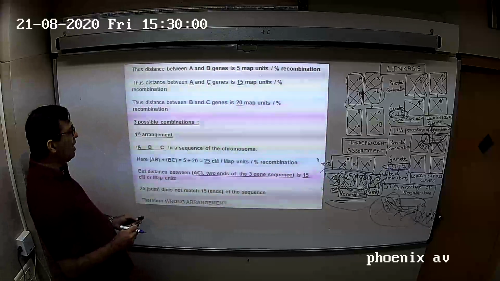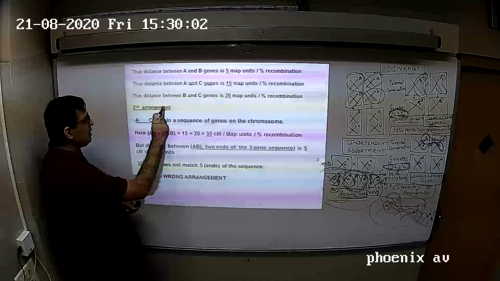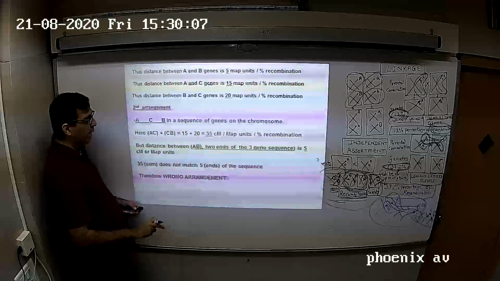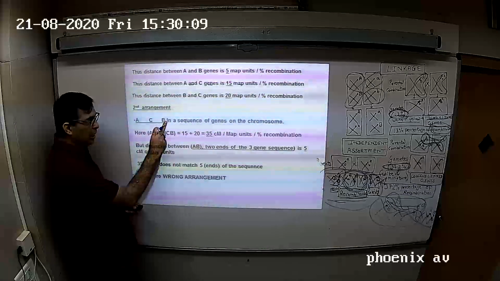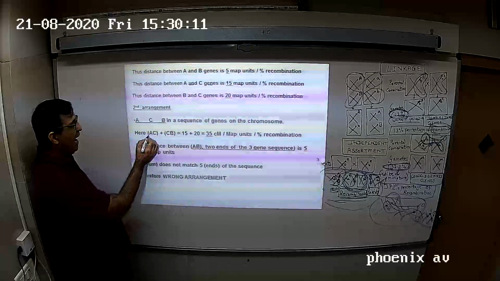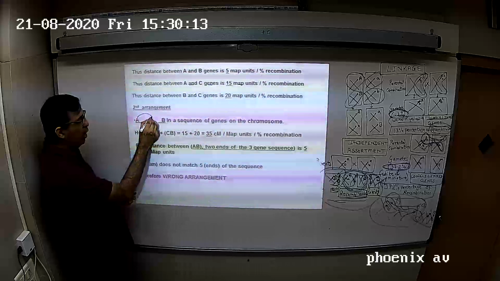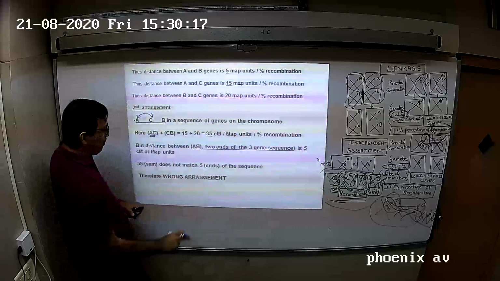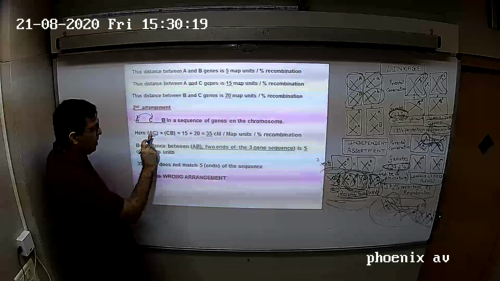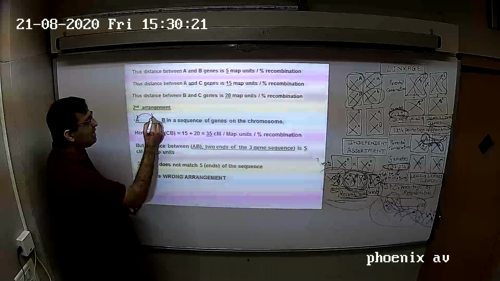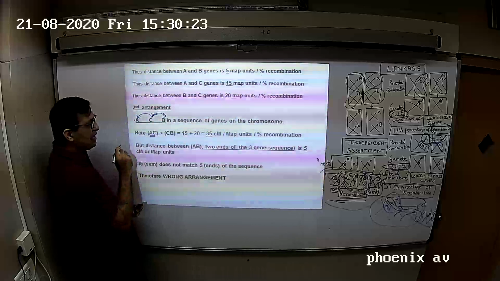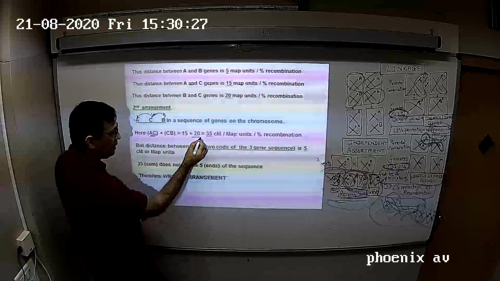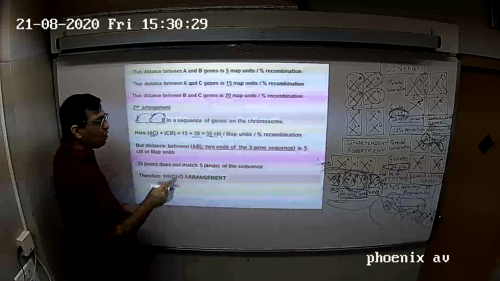Now let's see the other arrangement. The first one was ABC, that is wrong. Now see ACB. In ACB, how much distance is there between A and C? Between A and C it is 15 map units. How much distance is there between C and B? The distance between C and B is 20 map units. And total is how much?